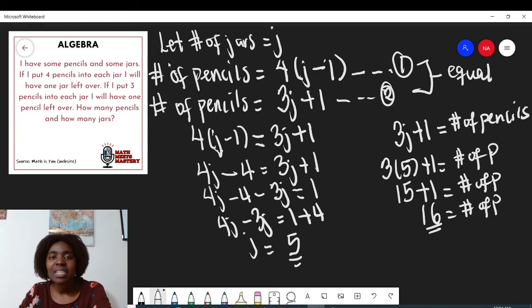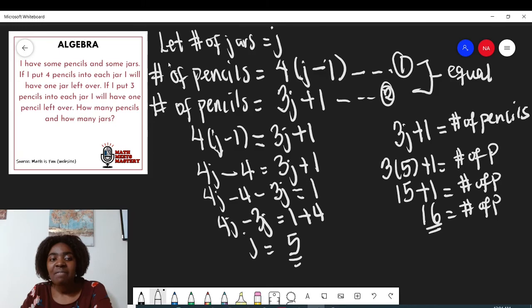Let's put that back into the equation to see if we're correct. So it says if I put 4 pencils into each jar, I will have 1 jar left over. Well, I have 16 pencils, so if I put 4 into each jar, well, 16 is divisible by 4, right? Because 16 divided by 4 is 4, so I'll only need 4 jars. So I will have 1 jar left over. So yeah, that checks out.